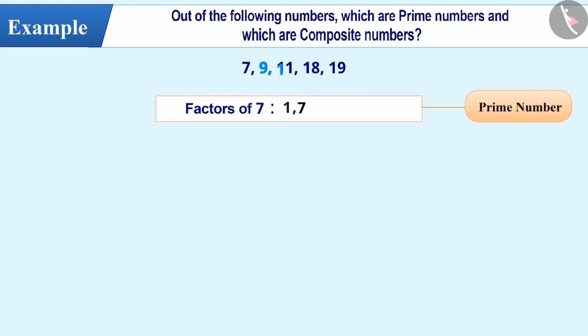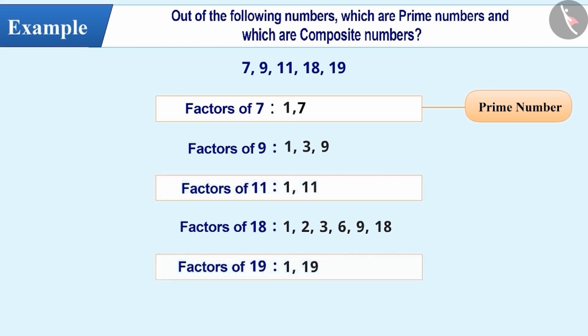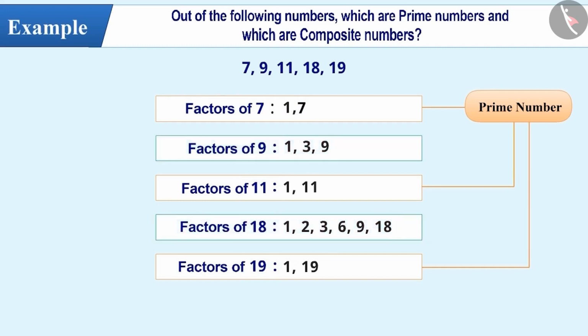In the same manner, let's find the factors of 9, 11, 18 and 19. The factors of 9 are 1, 3 and 9. The factors of 11 are 1 and 11. The factors of 18 are 1, 2, 3, 6, 9 and 18. The factors of 19 are 1 and 19. Since 11 and 19 have only two factors, they are prime numbers like 7. Similarly, because of having more than two factors, 9 and 18 are composite numbers.